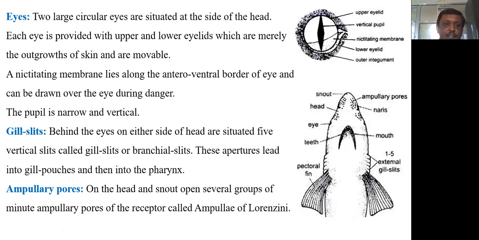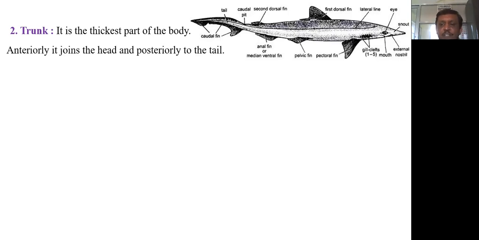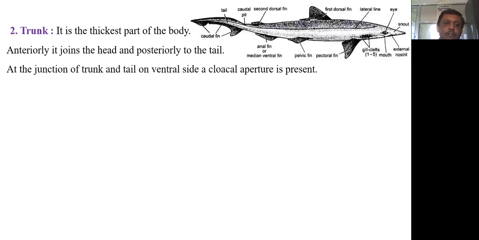Then regarding the trunk. The trunk is the thickest part of the body. Trunk, which is the major part of the body, is the thickest part of the body. Anteriorly, it joins the head, and posteriorly, it joins the tail. At the junction of trunk and tail, on the ventral side, a cloacal aperture is present. So at the junction of trunk and tail, there is a cloaca near the anal fin.